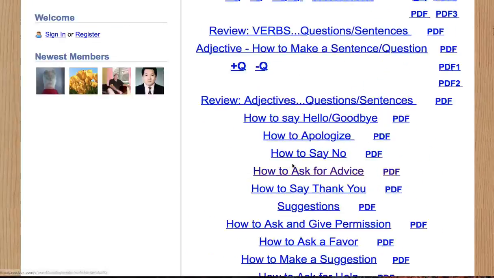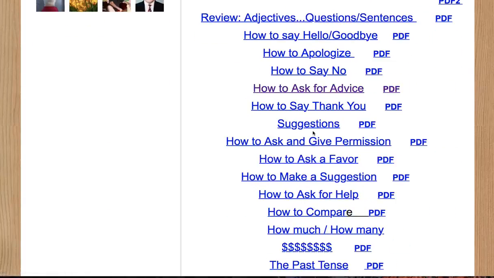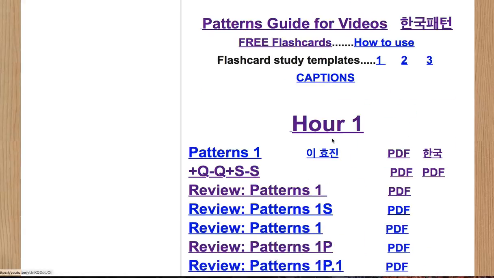So in the beginning, since the first couple of lessons are with verbs, as soon as I find out that a student is comfortable with how to make a sentence or a question, we go right to the patterns. Now this is my explanation of all of those patterns, how to make the question and so forth. You would be doing this yourself as a teacher.